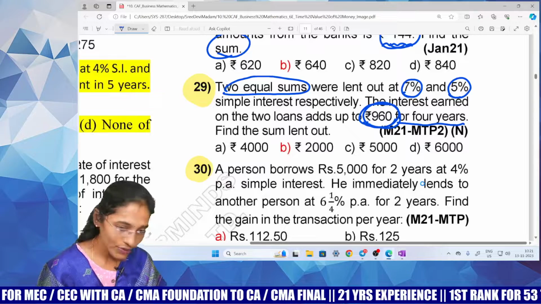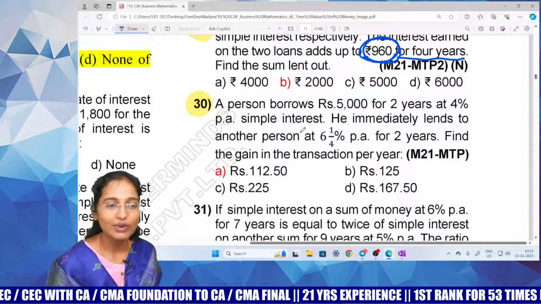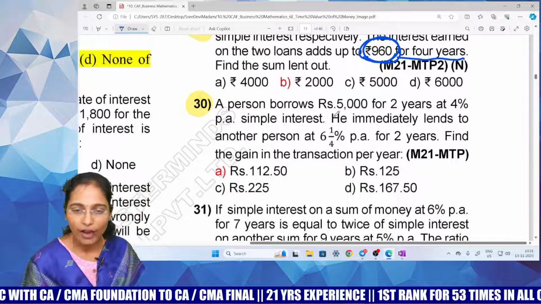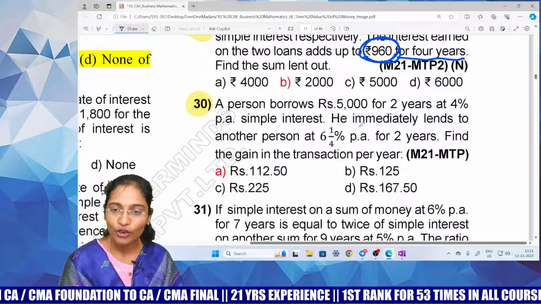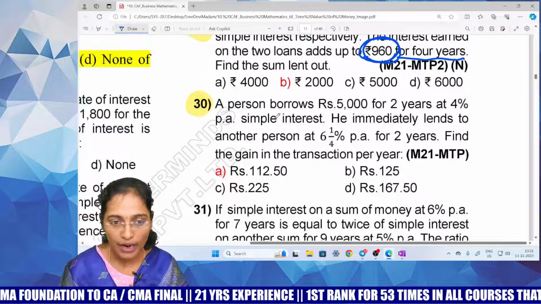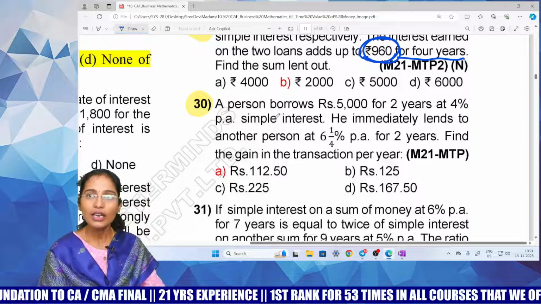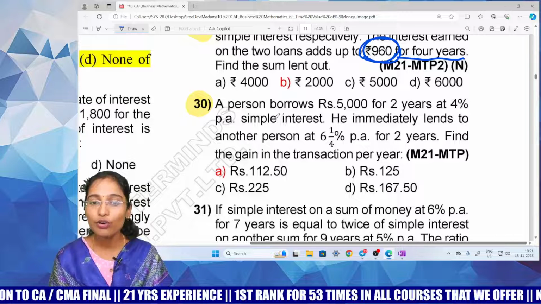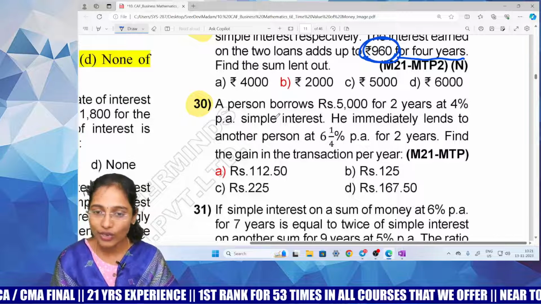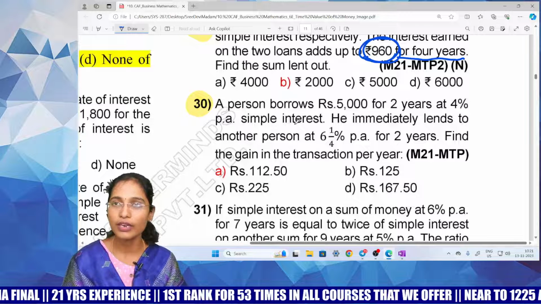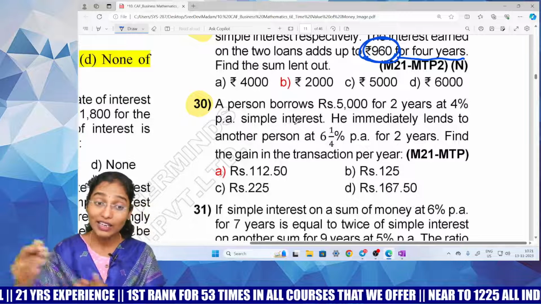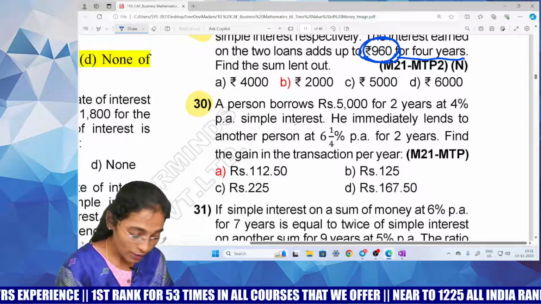Let me show you the next question, guys. The next question is question 30. A person borrows 5,000 for 2 years at 4% per annum simple interest. Let me assume that I am that person who borrowed 5,000 for 2 years at 4% per annum simple interest. He immediately lends it to another person at 6 1/4%.